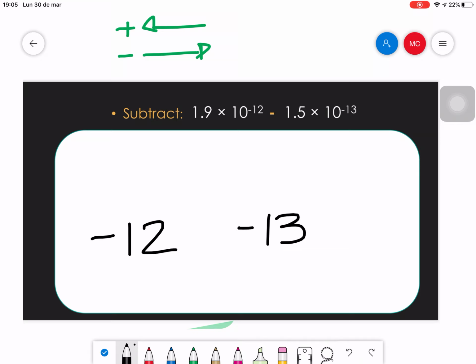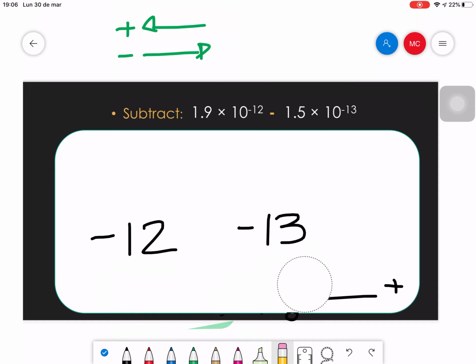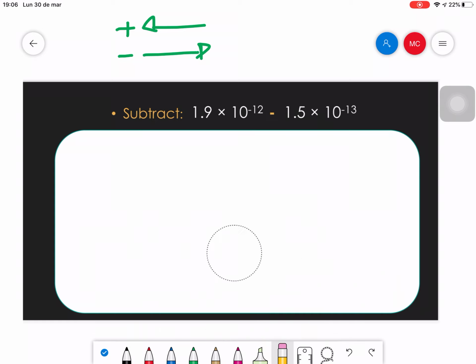¿Cuál es mayor? ¿Menos 12 o menos 13? Acuérdate que según la regla, si yo aquí pongo un 0, esta es una línea numérica, aquí están los positivos, aquí están los negativos, o sea, menos 1, menos 2, bla, bla. Entre más cerca esté del 0, más grande va a ser. That means negative 12 is bigger than negative 13, ¿ok?